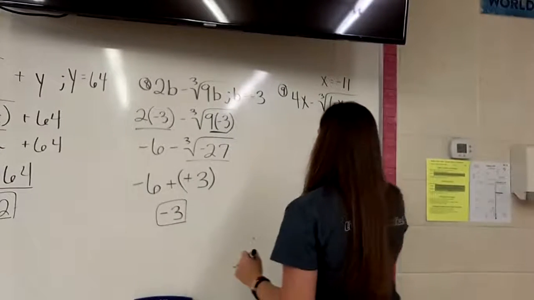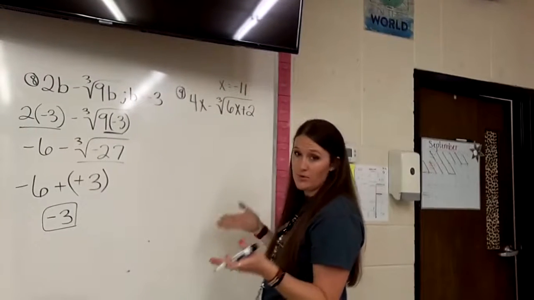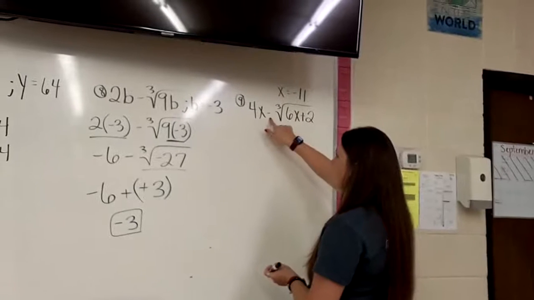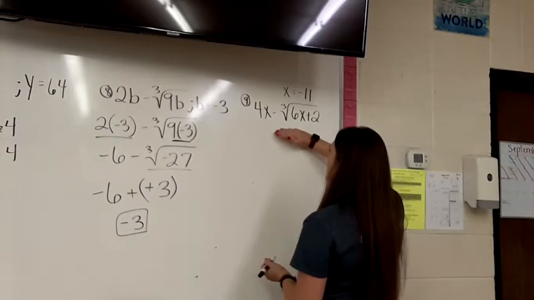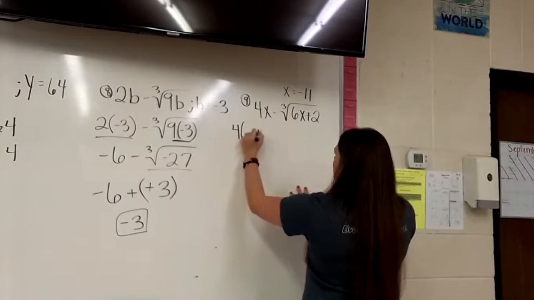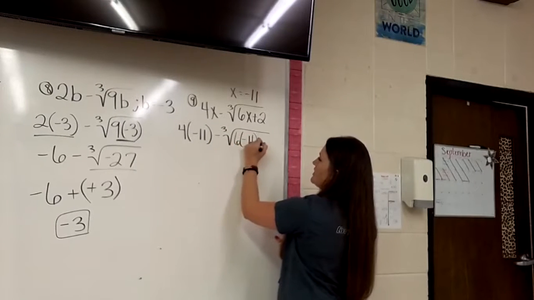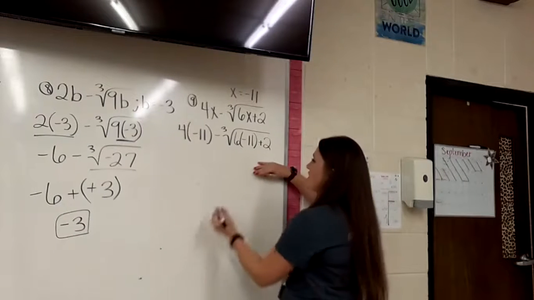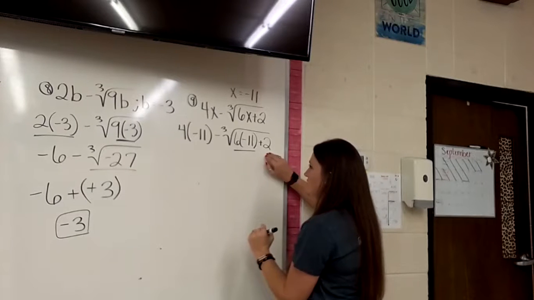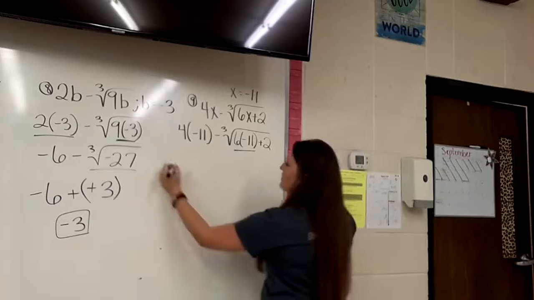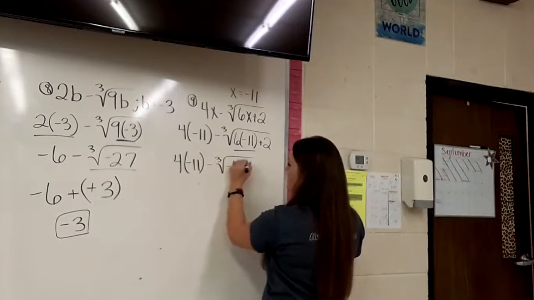Okay, last one, problem number 9. Now on this one, we have a lot happening inside that cube root that we have to do first. Remember, we treat it like parentheses. Okay, and it says 4x minus the cube root of 6x plus 2 when x equals negative 11. So I have 4 times negative 11 minus the cube root of 6 times negative 11 plus 2, all inside that cube root. So I'm going to start with that. 6 times negative 11 is negative 66, plus 2 is negative 64. So I have 4 times negative 11 minus the cube root of negative 64.